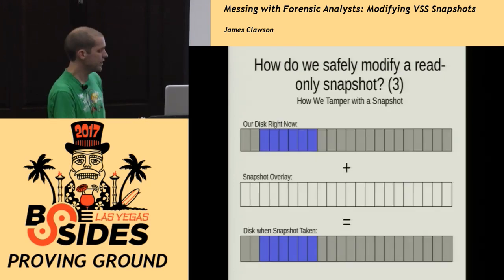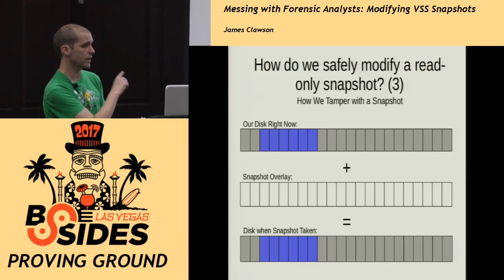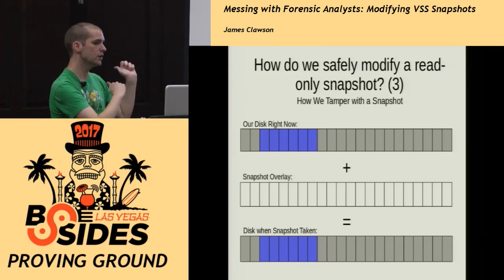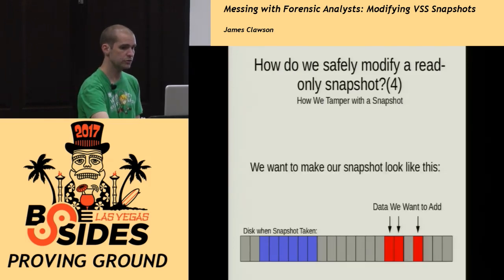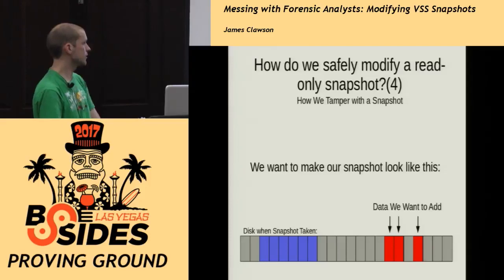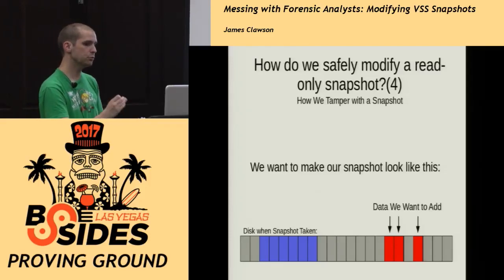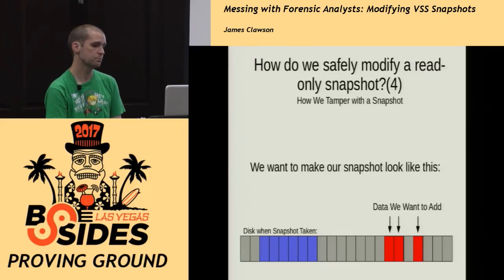So this is how we tamper with the snapshot. We have our disk as it currently exists at the top. We have our snapshot overlay. When you apply the overlay, you get the disk when the snapshot was taken. So we work backwards, and we want our snapshot to look like this. We want to add those 3 evil red blocks into our snapshot.